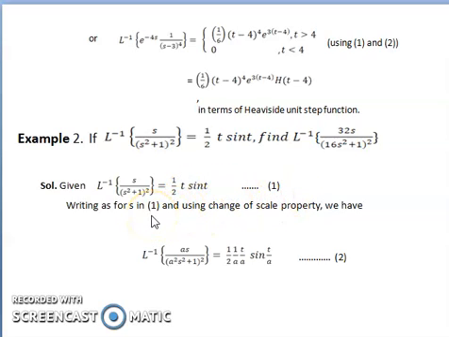Now writing as in place of s in equation 1 and using the change of scale property, we have L inverse of as divided by (s square plus a square plus 1) whole square. It becomes 1 by 2 times 1 by a t by a sine of t by a. So this is equation number 2. We get this by using the change of scale property of the result. Here in place of s we have written as, so it becomes the expression like this.